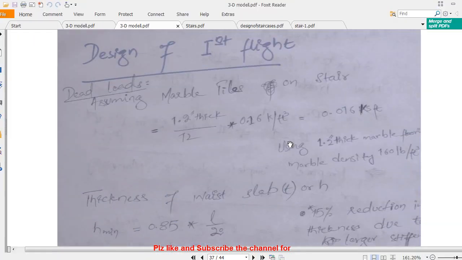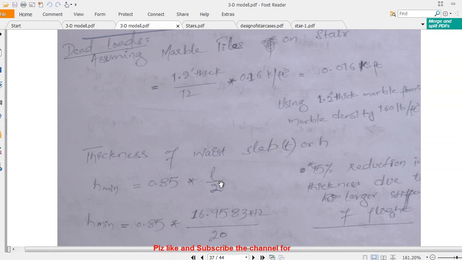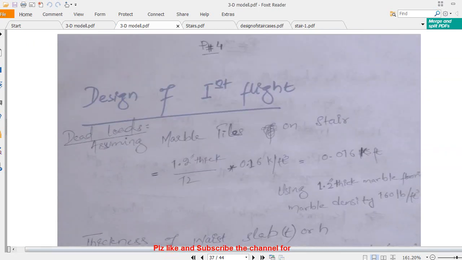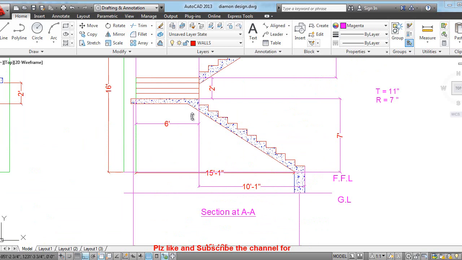Remember, by just using the ACI coefficient, you get L by 20. Remember, the stairs are assumed to be a simply supported beam. Although we provide a beam here, it depends upon the stiffness of that beam. If it is a small size beam, then we assume that beam as a hinge support, not like a fixed support. But if it is a heavy beam and it totally controls the movement of this flight, then it may be assumed as a fixed support.